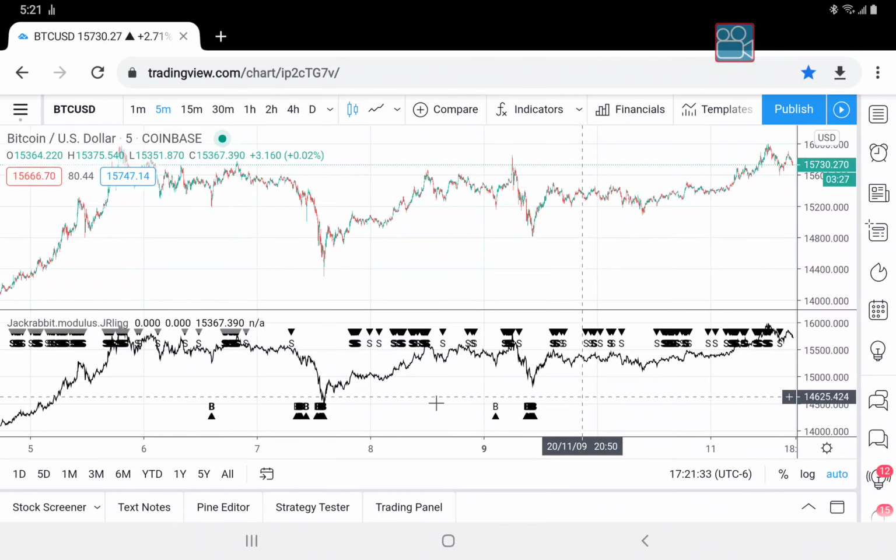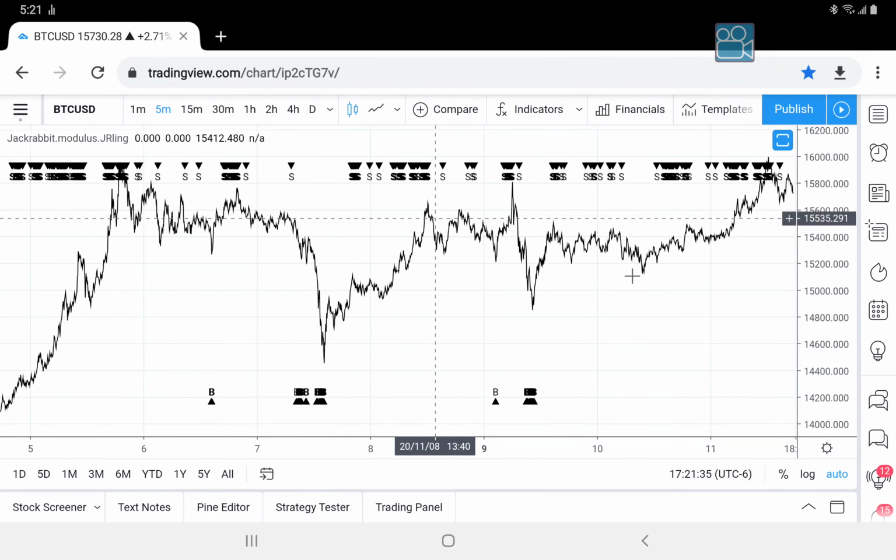So here we see it in the default state. That is 3 indicators for a buy signal, 1 indicator for a sell signal. Straightforward, straight out Jackrabbit for JRling.